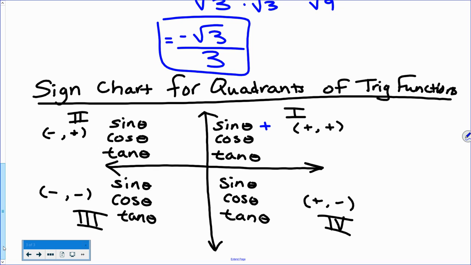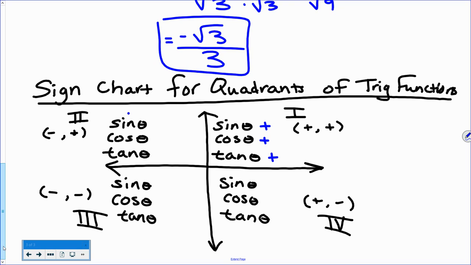Cosine uses the x coordinate over r, which is also positive. Tangent uses y over x, which they are both positive. So quadrant 1, not very interesting. Everything's positive in that quadrant. The others we've got to pay a little bit more attention to.